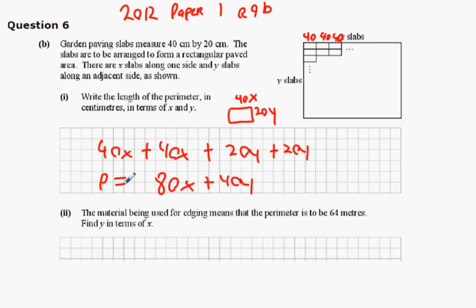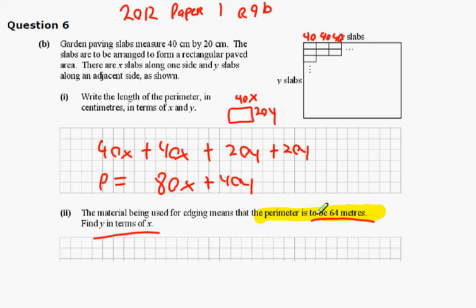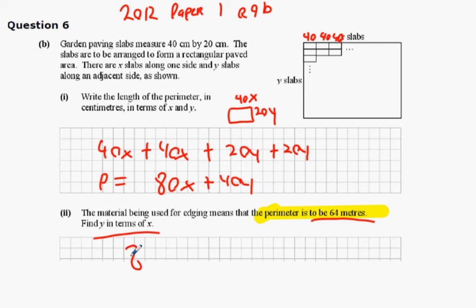The material used for the edging means that the perimeter is to be 64 meters. Find Y in terms of X. How would you do that now? What's it telling you right there? P equals 64. So 80X plus 40Y equals 64.